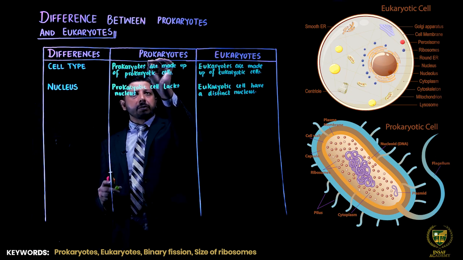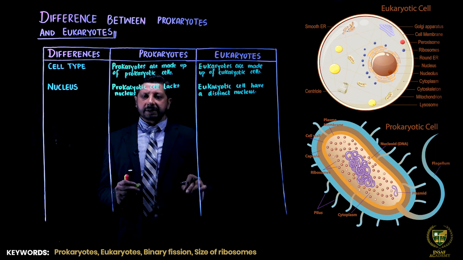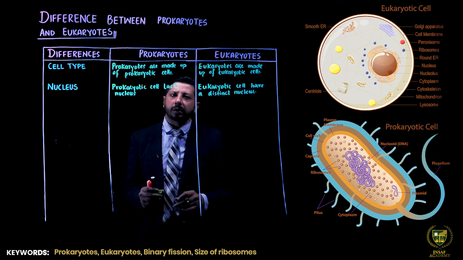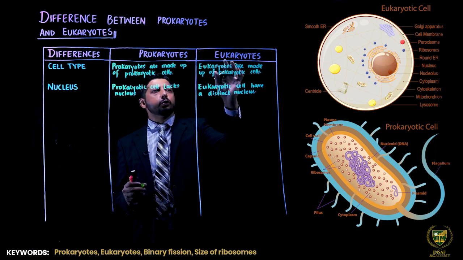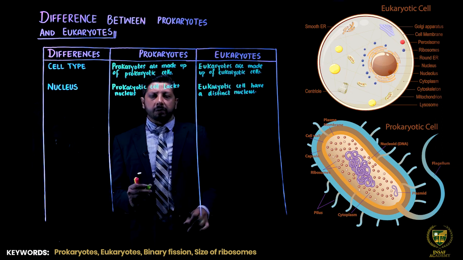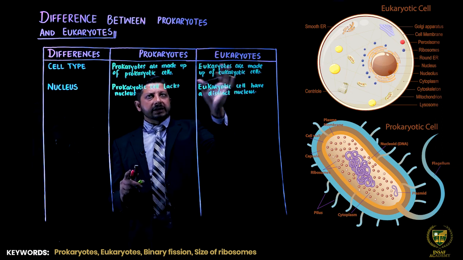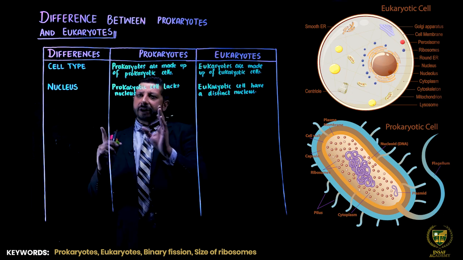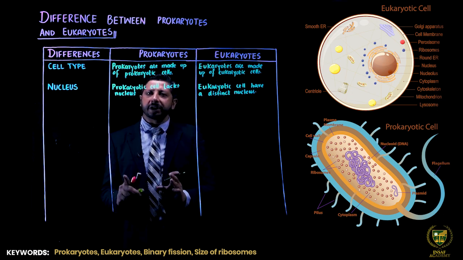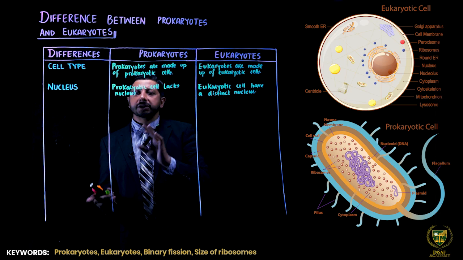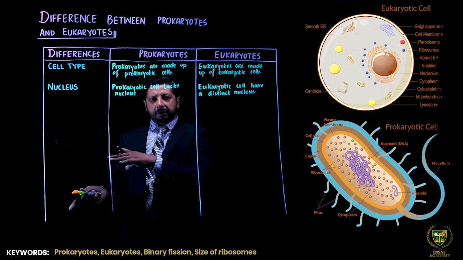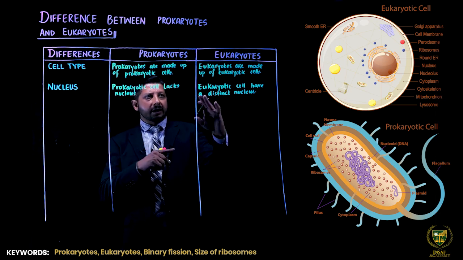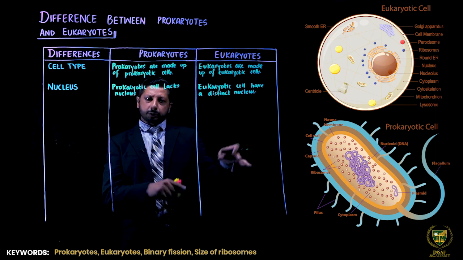Okay? So pro means before, and karyo is from karyon, and karyon means nucleus, while eu means true, and karyo means nucleus. So those are the literal meanings. So prokaryotes are organisms which do not have, pro means before nucleus, they do not have any nucleus, while eu means true, they have a true nucleus. Clear?